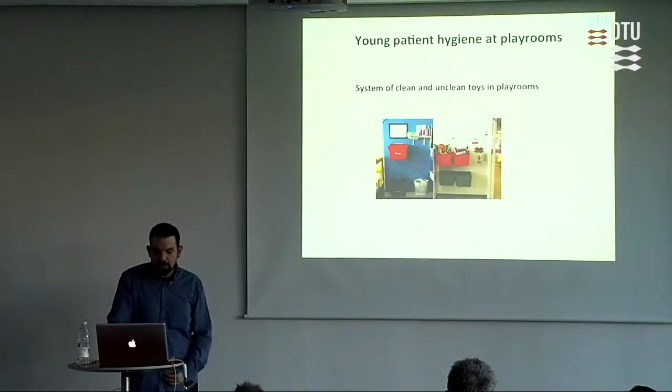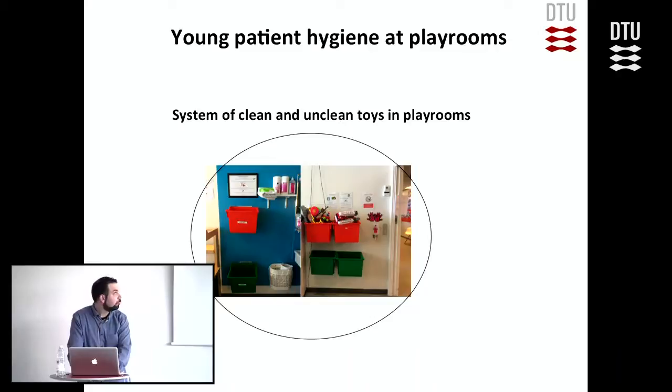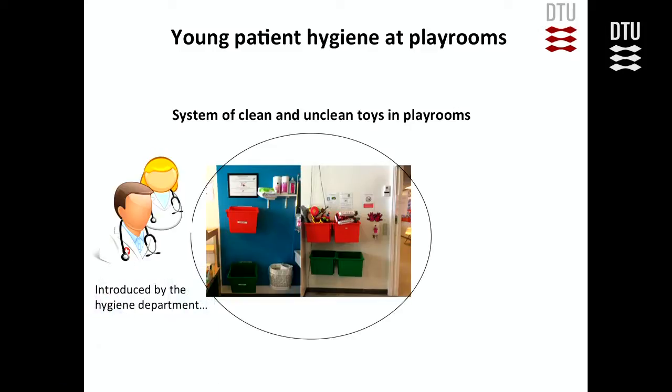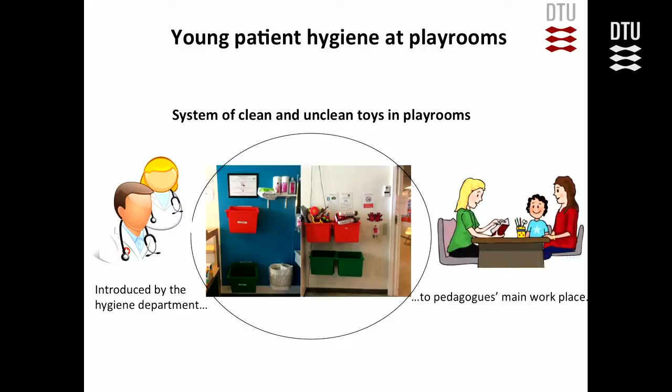Within each playroom, one will find a set of red and green boxes, such as those in the pictures, and the red box is intended to hold unclean toys, while the green box is for storing the clean toys. This system was introduced to each playroom by the hygiene department, and it is based on the idea that toys become potentially contaminated during their use by young patients. Simply put, the use of the red and green boxes requires pedagogues to separate toys into clean and unclean, to store them in the boxes, and to make toys available for cleaning at special areas outside of the playroom.